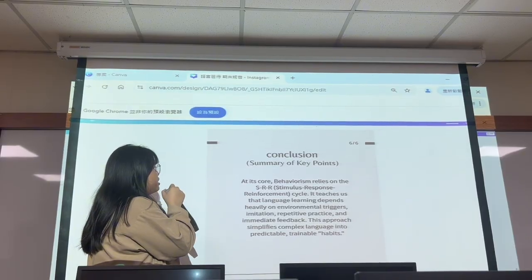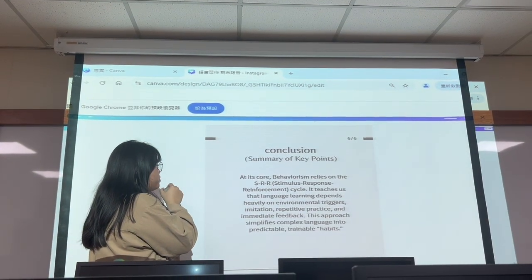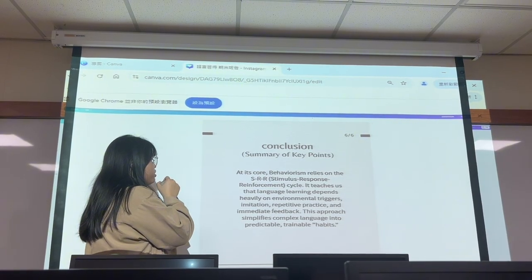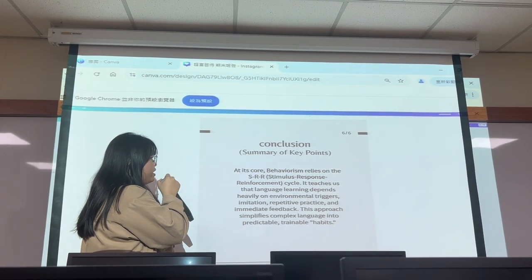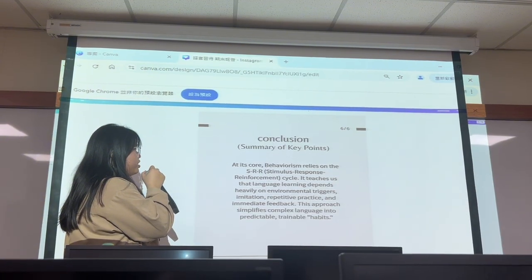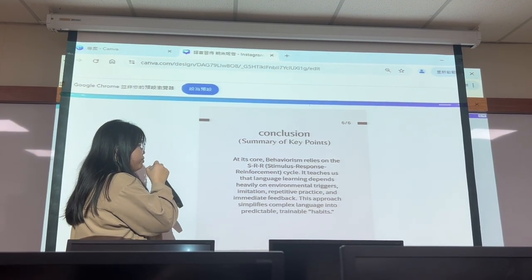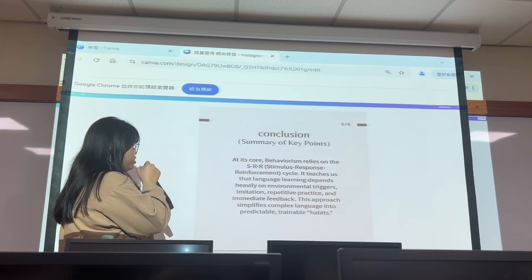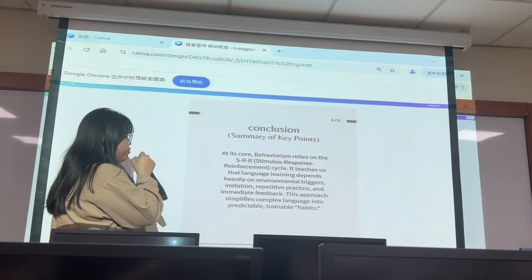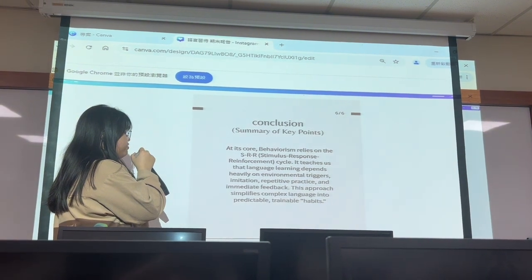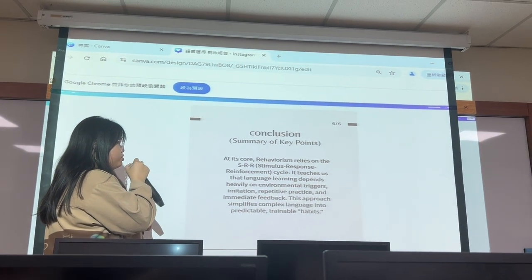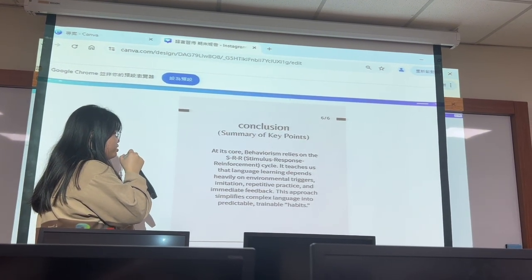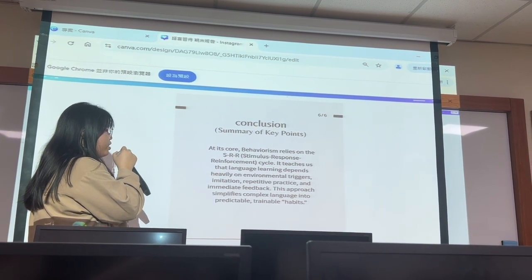And the conclusion. At its core, behaviorism relies on the SR stimulus-response-reinforcement cycle. It teaches us that language learning depends heavily on environmental triggers, imitation, repetitive practice, and immediate feedback. This approach simplifies complex language into predictable, trainable habits.